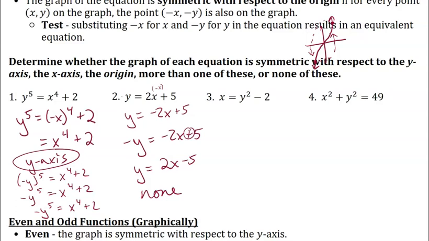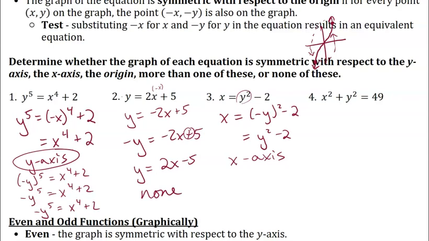Okay, this one, x equals y squared minus 2. If I plug in a negative x, then I just have a negative x there, the opposite of the original. So it does not have y-axis symmetry. If I plug in a negative y, though, because it is being squared, I get the same thing, y squared minus 2 out. So this does have symmetry with respect to the x-axis. And then if I plug in negative x and negative y, I already know this one's going to come back as the same.